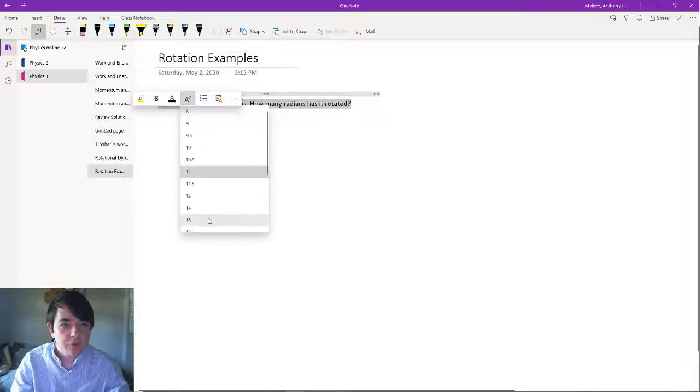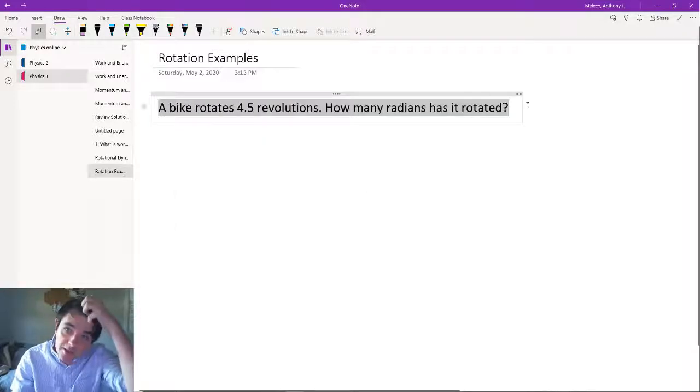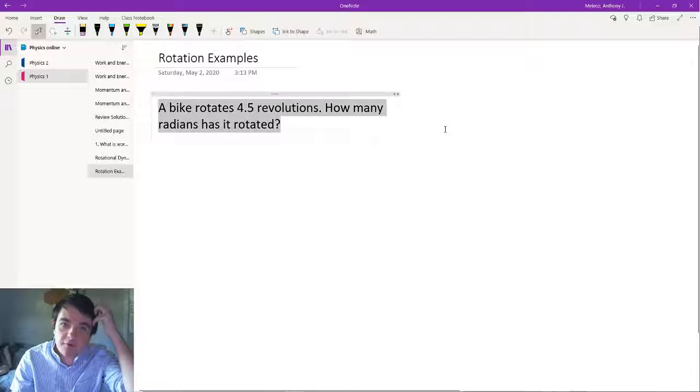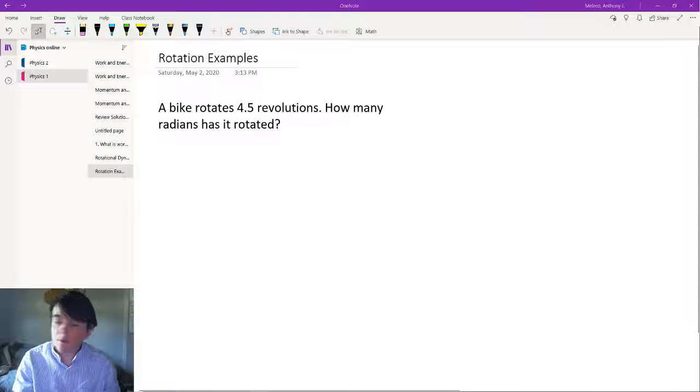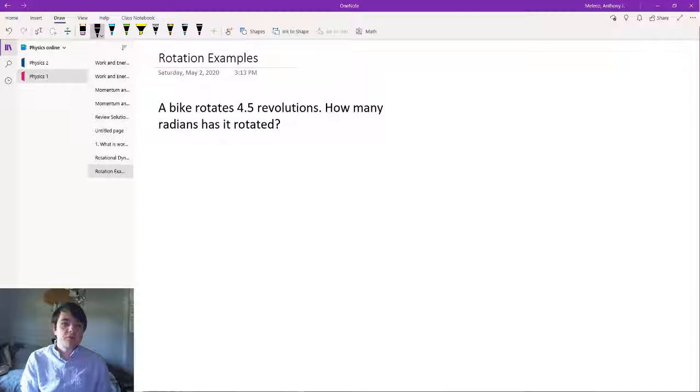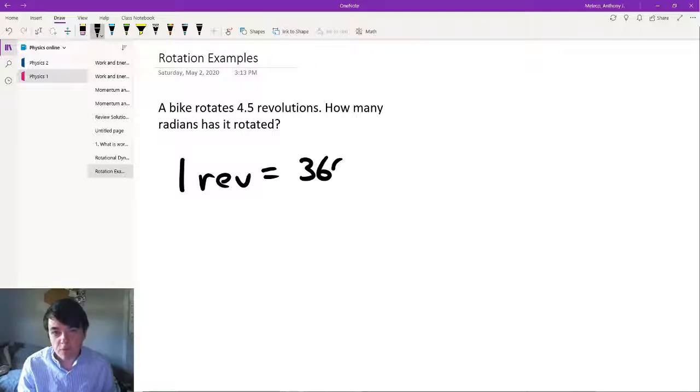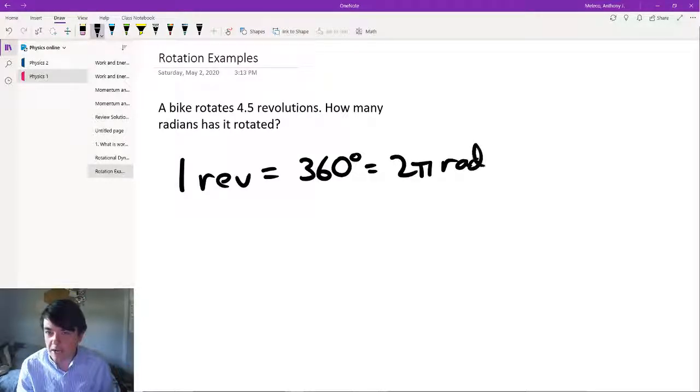It's just a unit conversion question here. A bike rotates 4.5 revolutions. If it does that, how many radians has it rotated? Okay, so let's get started. If you remember with unit conversions, you set up dimensional analysis, but you need the conversion factor first. From the previous lecture, one revolution equals 360 degrees in degree form, and in radian form, that was 2 pi radians.